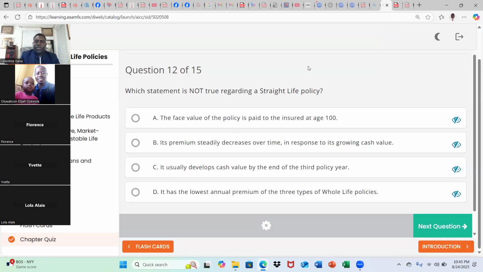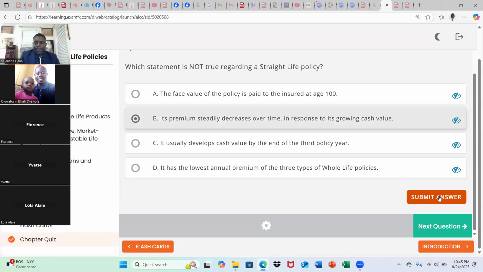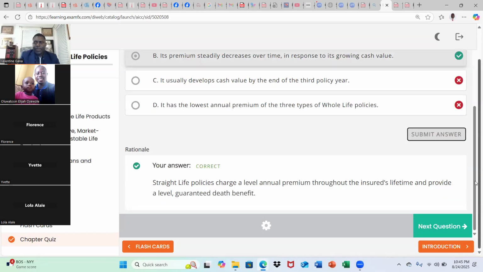Let's go back to the question. It has the lowest annual premium of the three types of whole life policies. For a straight life policy, that's true, like you guys rightly said. B is correct. Oluwatosin, you want to read the explanation below? Straight life policies charge a level annual premium throughout the insured's lifetime and provide a level guaranteed death benefit. Very true.